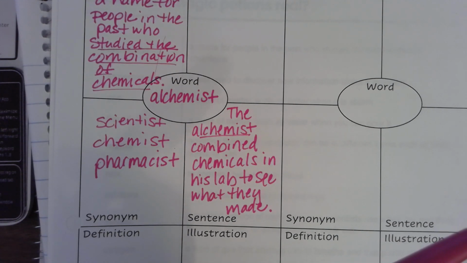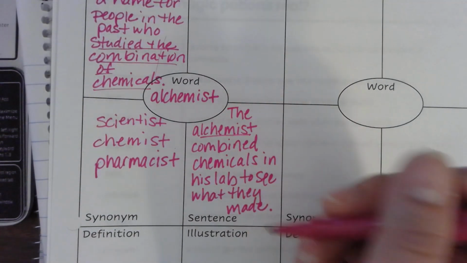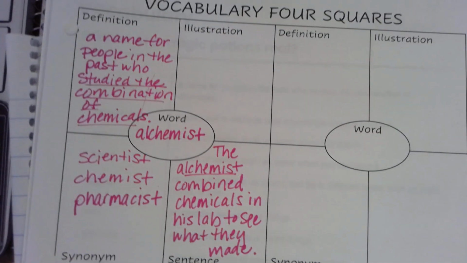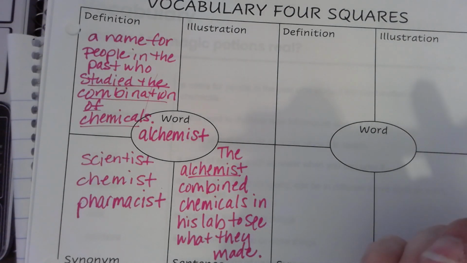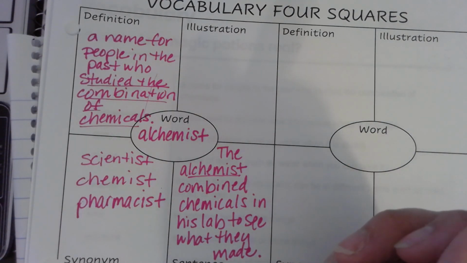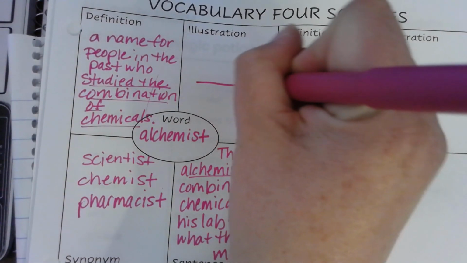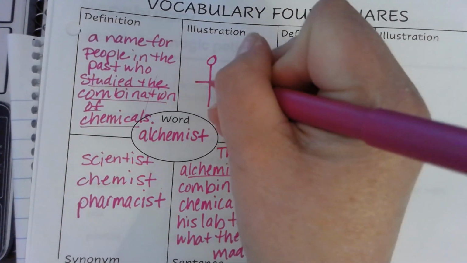My suggestion to you on this last part would be to make your illustration match your sentence, okay? So remember that the word illustrate means to picture, right? Draw a picture of, like on the front of a book, it might say author and illustrator, right? They wrote the book, they drew the pictures for it. So what I'm going to do is I'm going to come in my lab here and I'm going to draw my alchemist.